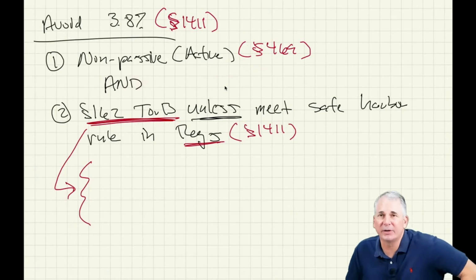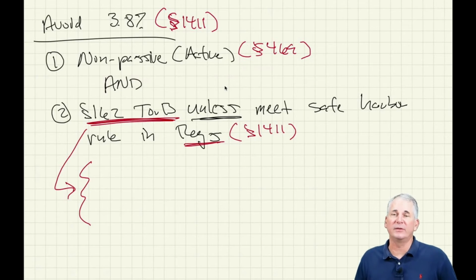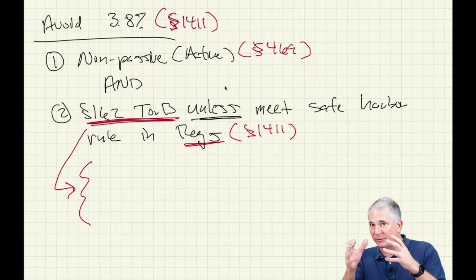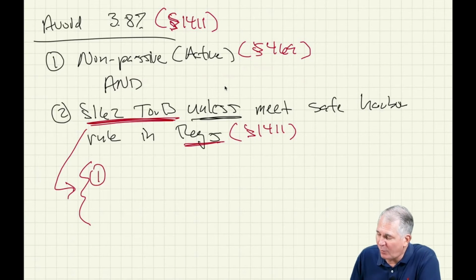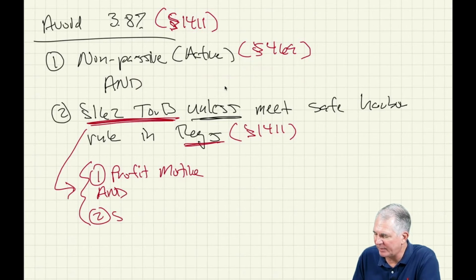Okay, now, as I said just a second ago, 162 does not define a trade or business. All 162 says is if you have a trade or business, you can deduct those expenses, ordinary and necessary. Okay, the Supreme Court told us that there's two main characteristics of all trade or businesses. One, they have a profit motive, and you have to meet both of these, and two, sufficient taxpayer involvement.